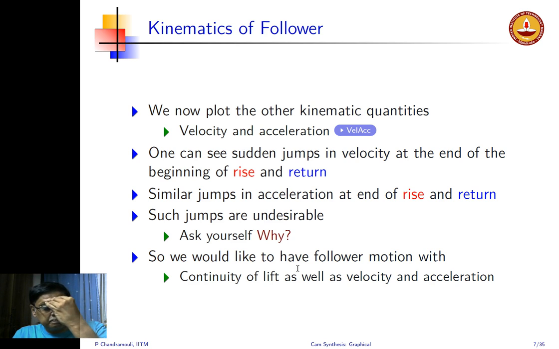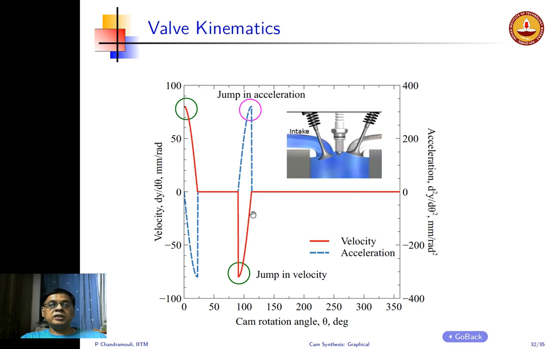We had simple harmonic motion, you had uniform motion, uniform acceleration, deceleration, and cycloidal profile. You could have other polynomial profiles also. Now, one of the issues with this simple harmonic motion we will see is that when I look at the velocity and acceleration of the follower, I see the following things.